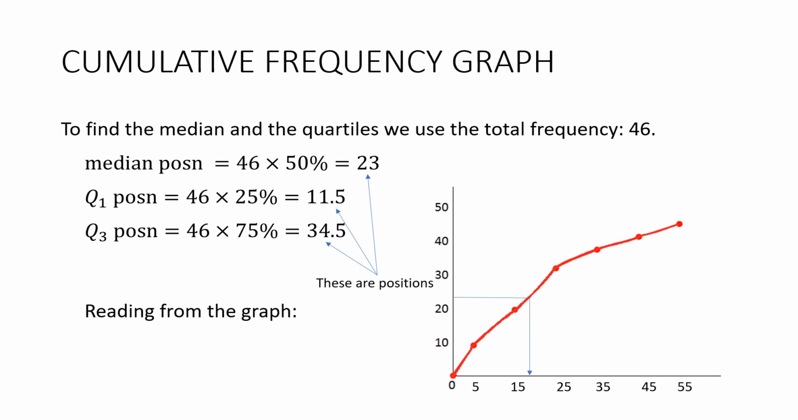So let's have a look. Our median, so 23, we're going across to the graph and down. It's about 17. Our lower quartile, so 11.5, and reading off the graph is about 6 or 7. And our upper quartile, we want 34.5, so that's about here. And reading off the graph, we get approximately 27. You can see how it's not as accurate as using the real data.